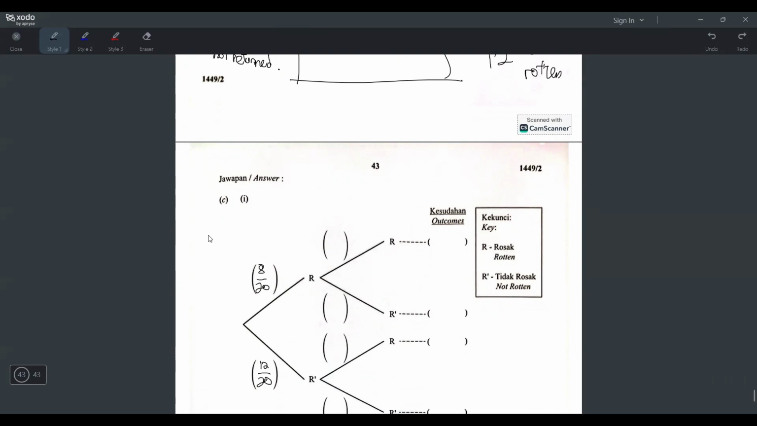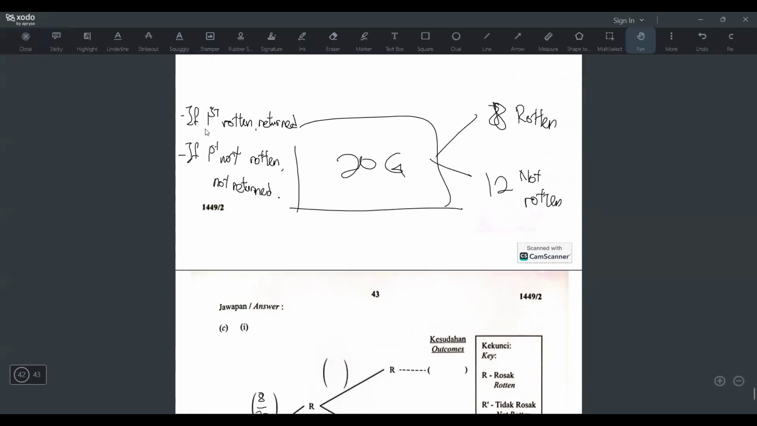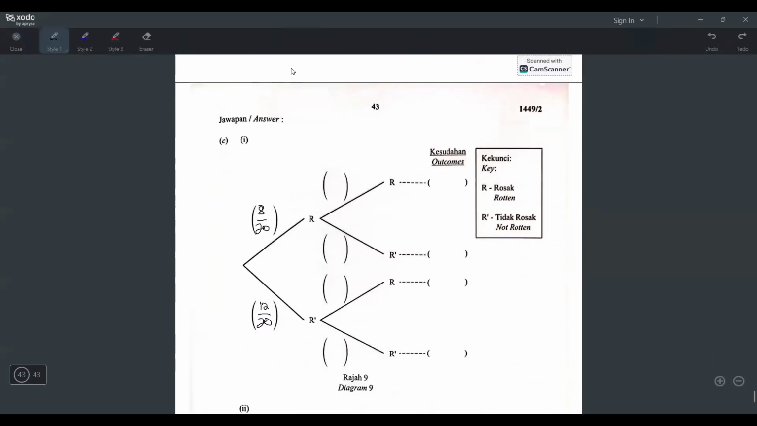So if the first is rotten, what happens? If the first one is rotten, the guava is returned back to the box, right? So if it's returned, for the second selection, the total will still be over 20. Because when it's returned, when I select the second guava, the total never changed because I put it back. The first rotten guava, I put it back. That's why it's over 20.